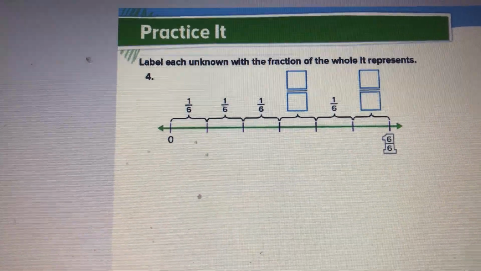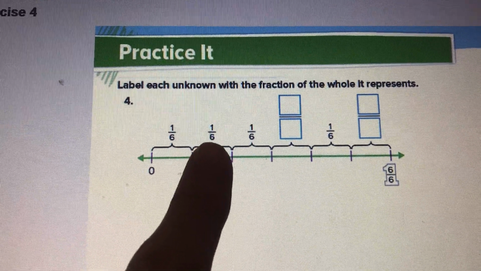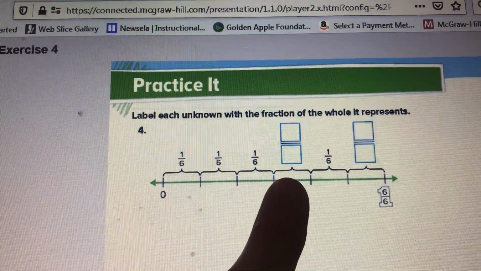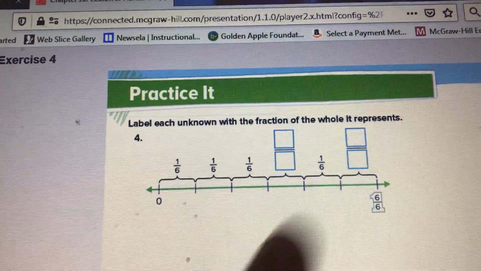Right, label each unknown with the fraction of the whole it represents. So we have 1/6, 1/6, 1/6. What do you think we have here? Yep, 1/6, 1/6, and what do you think here? 1/6, you got it.